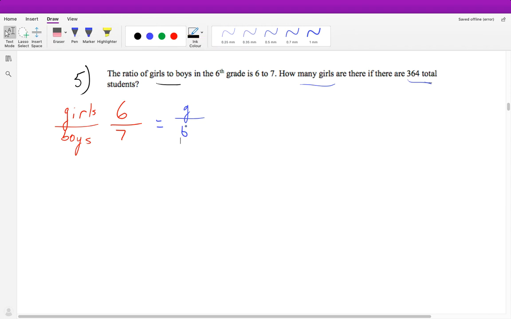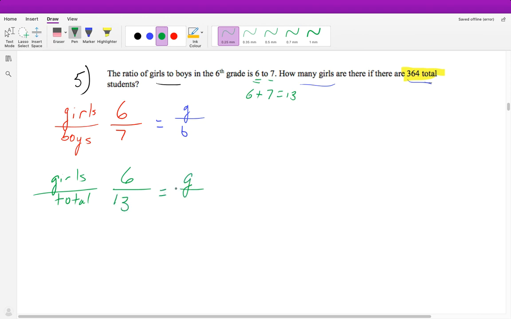Well, if you notice, I have two variables here. I can't solve an equation with two variables, and it's not going to be something that I can solve at this point. So what I would do is look and say, what other information did they give me? And they gave me 364 total students. So that means the ratio that I created should have been girls over total, because that's the other information they gave me. Now when I go to create this ratio, I have 6 girls, and if I have 6 girls and 7 boys, I can add them together to get 13 total students. So I can make it 6 over 13.